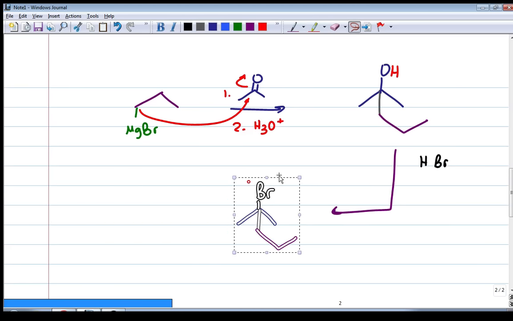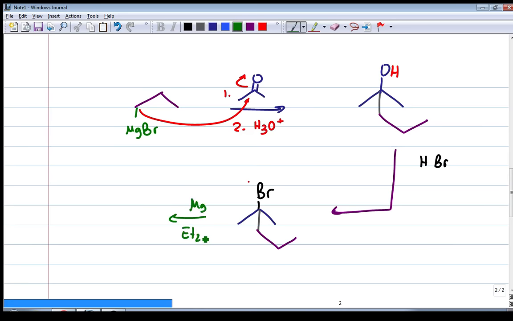And then we want to take this and turn it into a Grignard. So once again, Mg, something like diethyl ether or other ether. Swap out that bromine for the Mg in its place with a Br. We have our Grignard.